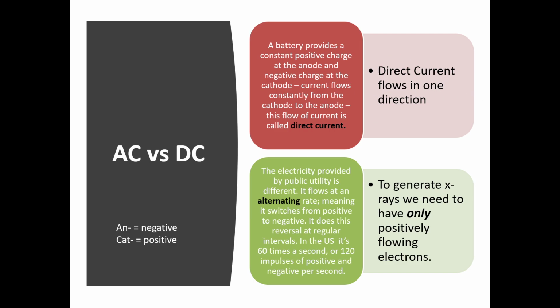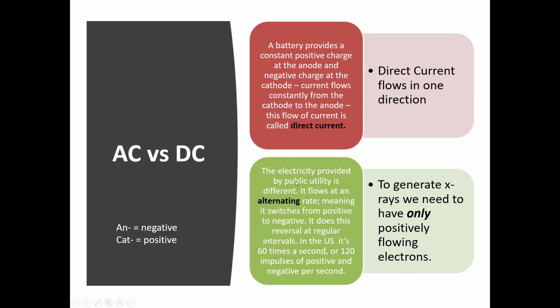A battery provides constant positive charge at the anode. Anode is the negative end, and negative charge at the cathode. What that does is cause current to flow constantly from the cathode, the positive end, over to the anode. And we call that type direct current. Alternating current is the opposite. It's flowing back and forth from cathode to anode, back and forth, back and forth. And we draw a nice, what we call sine curve graph to demonstrate that.